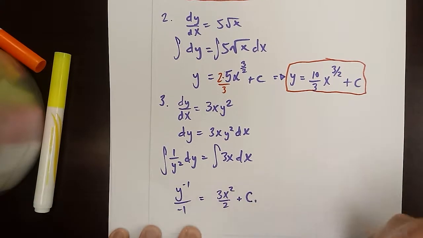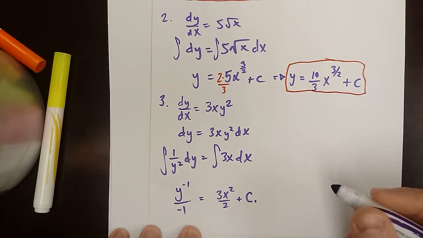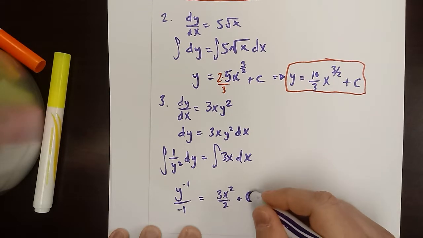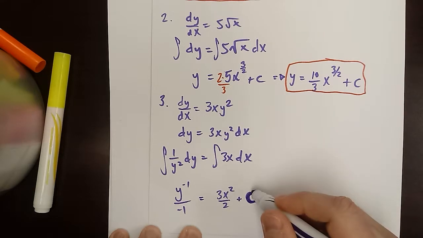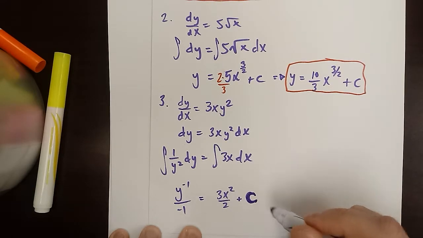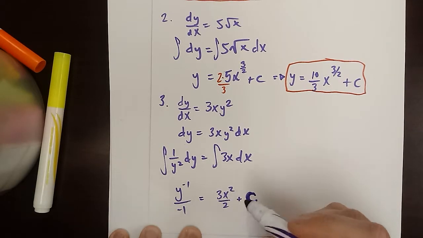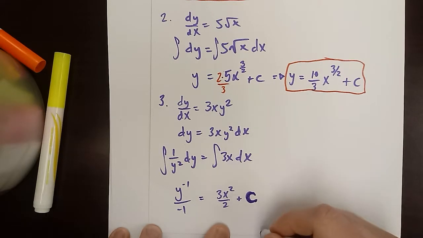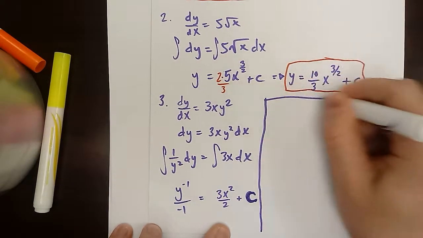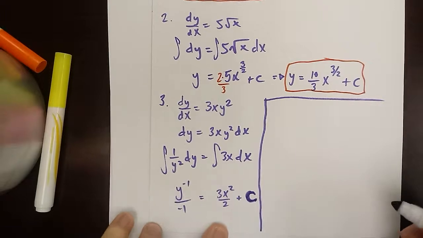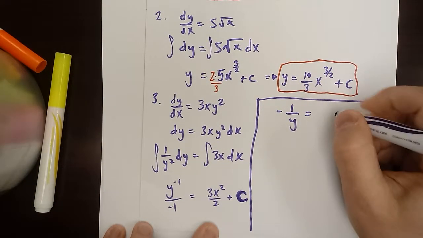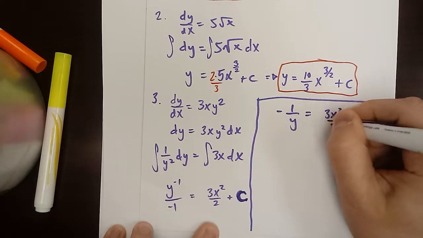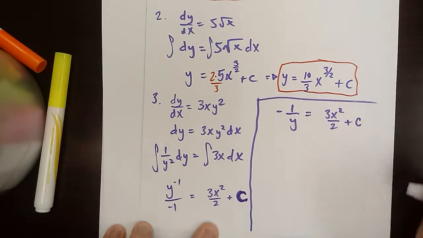I'm going to write c1. And I'm going to go back on what I said and just call it c. Okay, change my mind. Don't want to talk about that. So I need to get y by itself. So let's just, okay, you could stop here. I'm not going to. So this is negative 1 over y is equal to 3x squared over 2 plus c.